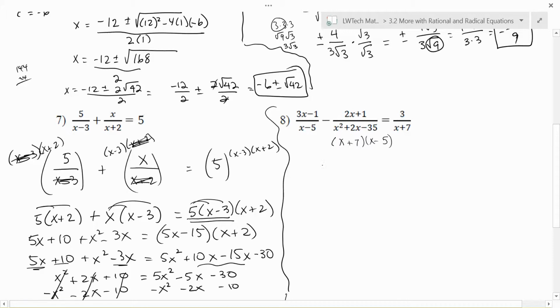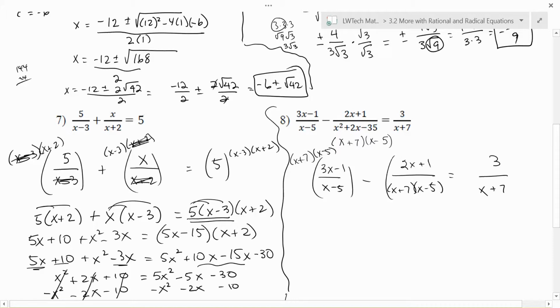Okay, so let's write out what this is going to look like. So I have (3x minus 1) over (x minus 5), minus (2x plus 1) over, I'll just write it in factored form here, (x plus 7)(x minus 5), equals 3 times (x plus 7), or 3 over (x plus 7). All right, so I'm going to multiply everything by (x plus 7) times (x minus 5). This term, and this term. So you've got to do it by all 3 of them.